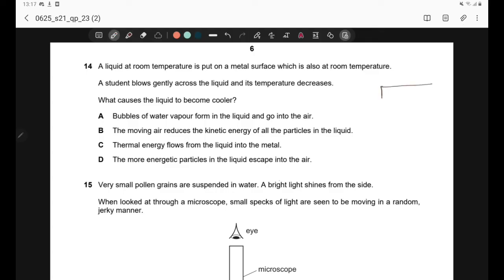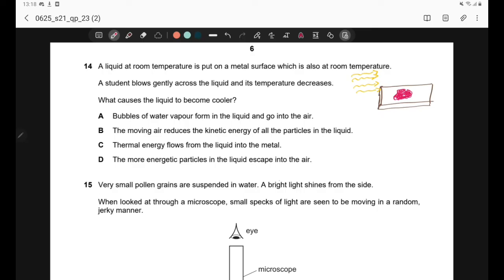So we have a metal surface, and on this metal surface a liquid is put. Imagine this is the liquid which we have kept on the metal surface, and a student blows gently across the liquid. So the air will move across the surface of the liquid. So let's see what will happen to the liquid. As we know, there is a blow of air.